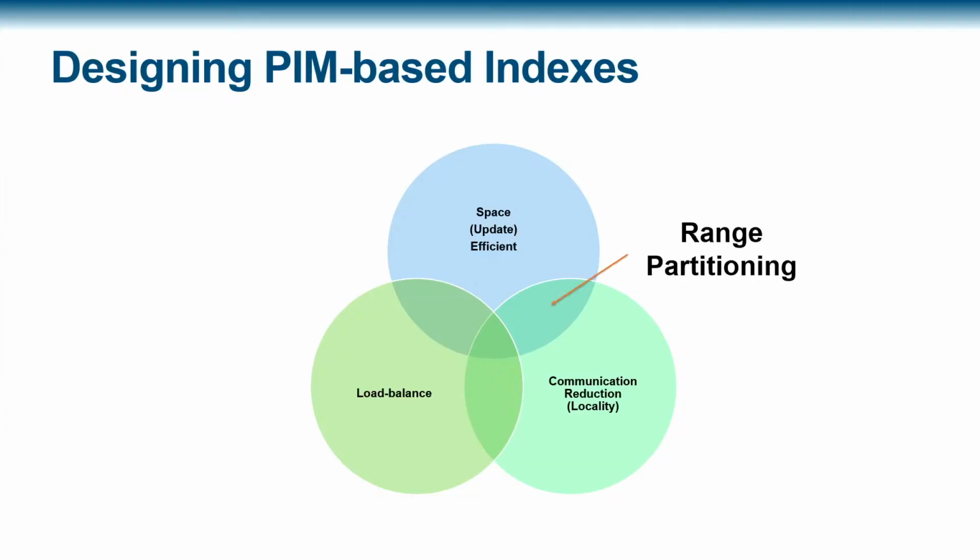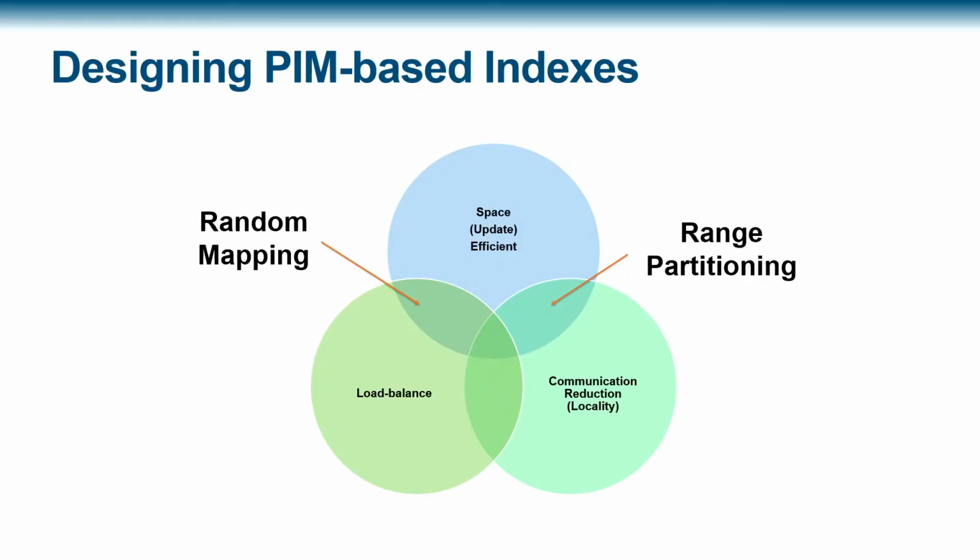So what I've shown you is that range partitioning is space efficient and update efficient, since you only have to update the one copy of the data. It's good at communication reduction in the non-skewed case, but you don't get load balance. And random mapping is good for space efficiency and load balance, although not really, but at a high level it's much better at load balance, but it's terrible at communication. So what's a solution that would lie in this space?